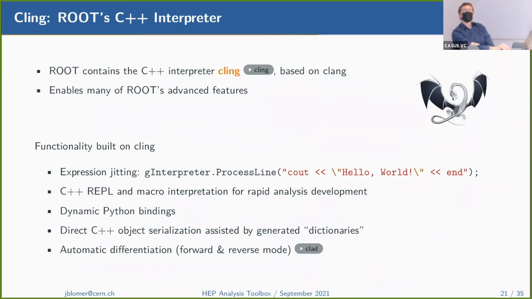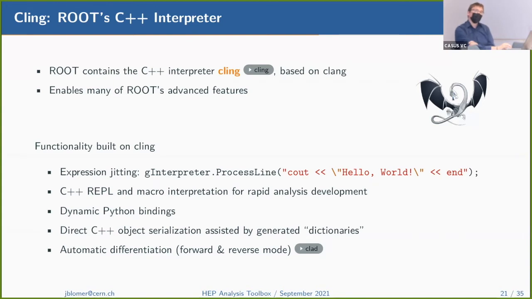And so let's dive a little bit into its internals. I think one of its most interesting features is a C++ interpreter called Cling, based on LLVM's Clang. And so this enables many of ROOT's advanced features. Once you have an interpreter, well, you can, of course, interpret stuff. So you can also do jitting. And you can build a REPL on top. So if C++ is your preferred language, you can have an interactive prompt. You can have macros, so you spare the compile time when you develop your algorithms.